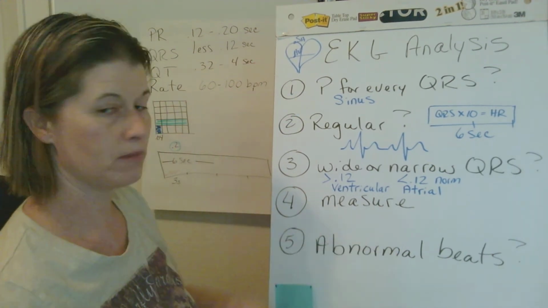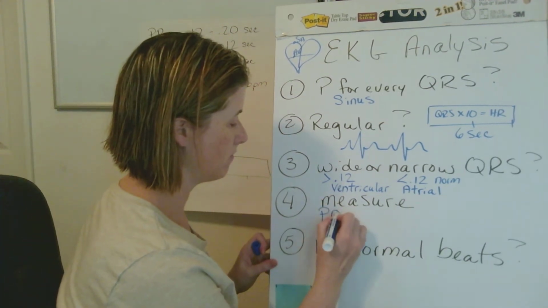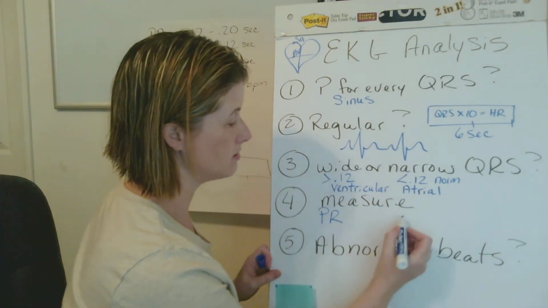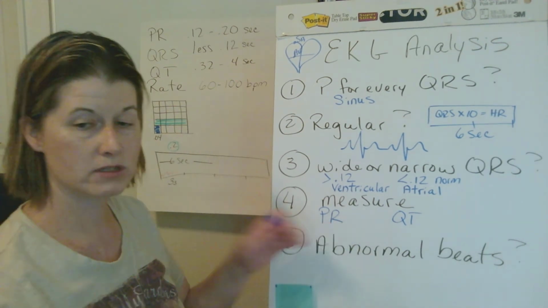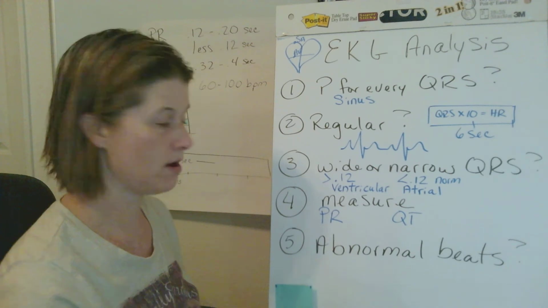Then you're going to go through and measure and make sure that your PR is okay, and we've already measured our QRS, and that our QT is okay. All right? Your PR interval is going to tell you if it's prolonged, it's going to tell you if you have a block.